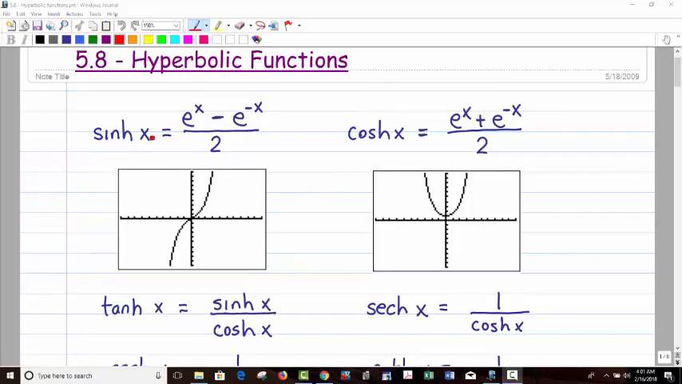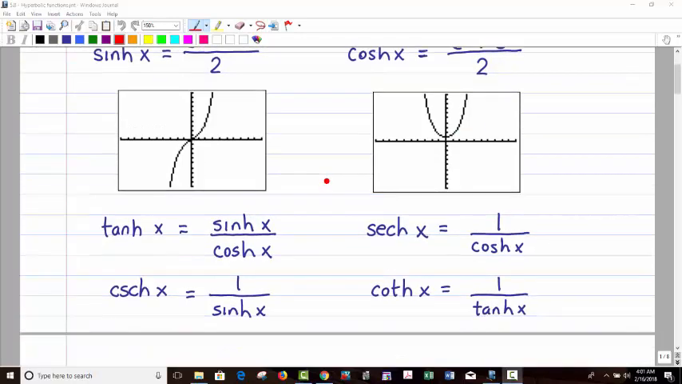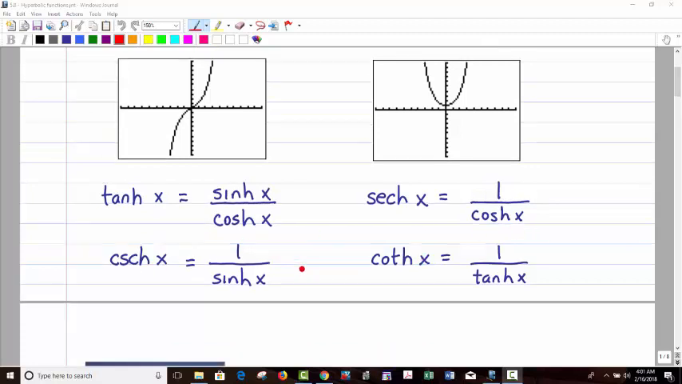So you see the hyperbolic sine is e to the x minus e to the negative x, over 2. And hyperbolic cosine is e to the x plus e to the minus x, all divided by 2. There's the graph of those. And similar to the trig functions, they have the same kind of relationships: hyperbolic tan is hyperbolic sine over cosine, and hyperbolic secant is 1 over hyperbolic cosine, and so forth.